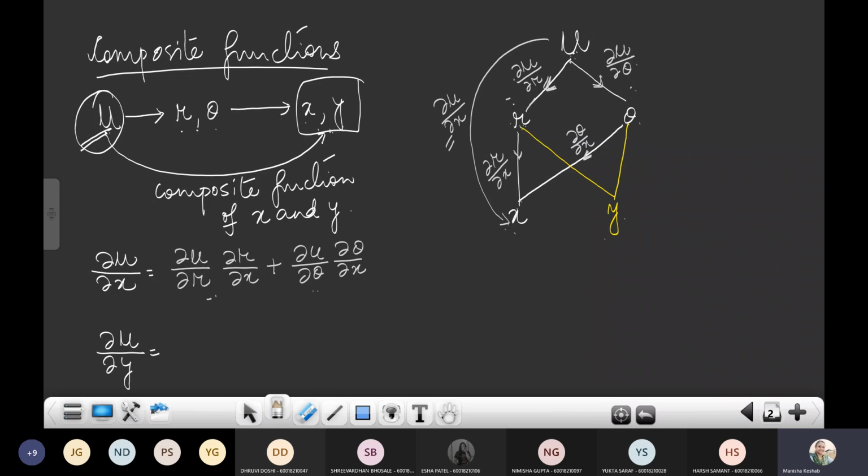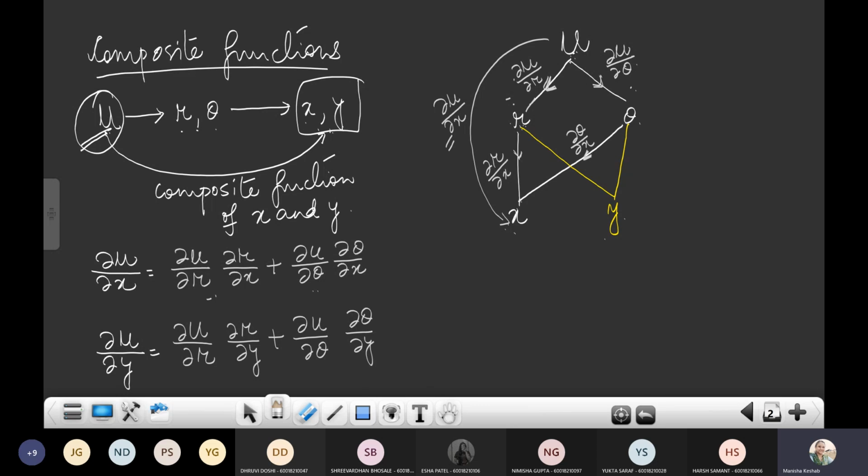This you can also consider as the chain rule. For total derivative, you use the chain rule. In a similar way, here also we are using the chain rule. Similarly, del u del y will be equal to what? First with respect to r and then r with respect to y, plus u with respect to theta and then theta with respect to y.